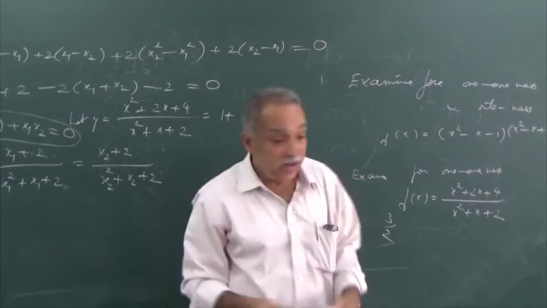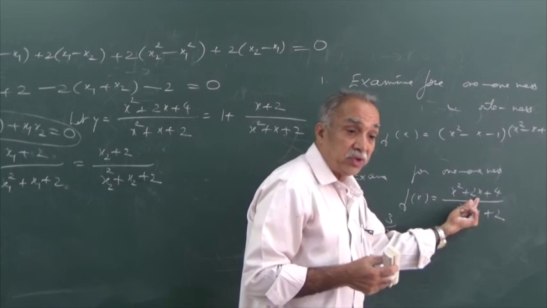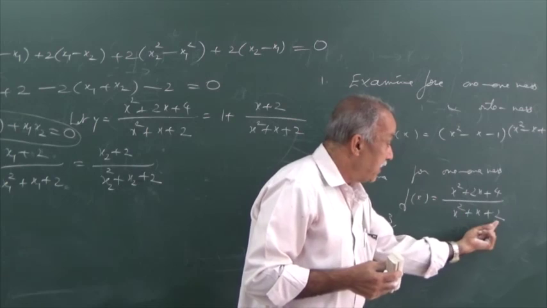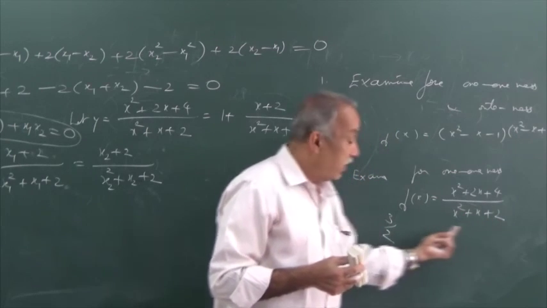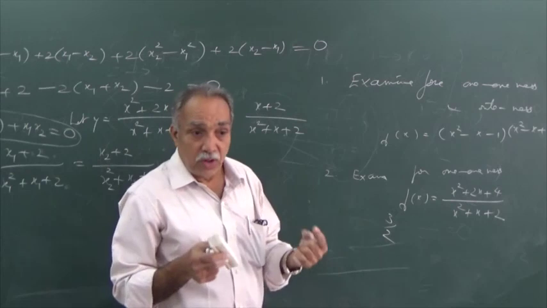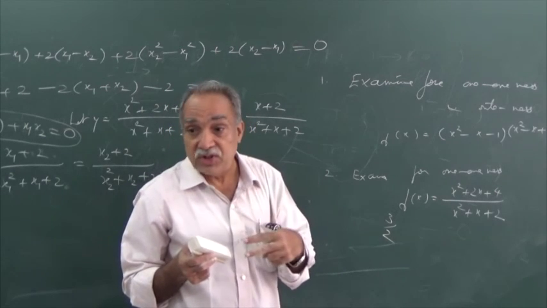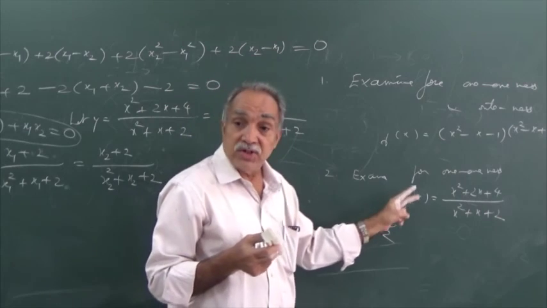The other point, −1. 1 plus 4, 5 minus 2, 3. 1 plus 2, 3 minus 1, 2. Are you getting the same number? We have successfully been able to exhibit two different numbers having the same image. Conclude that the function is not 1-1.